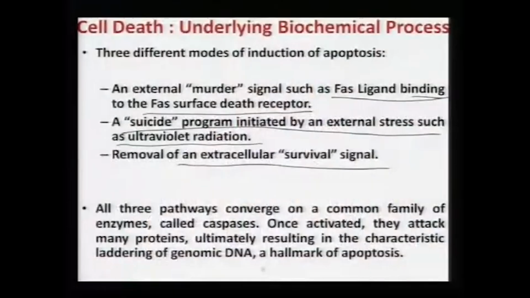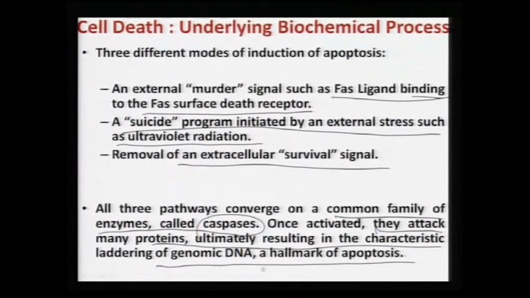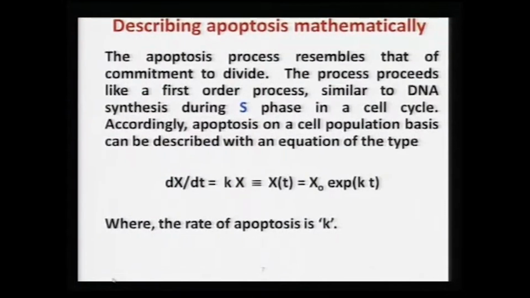So, all three pathways typically converge to a common family of enzymes called caspases, as I mentioned earlier. Once activated, they attack many proteins, ultimately resulting in the characteristic laddering of the DNA leading to the apoptosis. A little bit of mathematics here, but very simple. The apoptosis process resembles that of commitment to divide. If you remember, we have also seen a similar expression in the cell division process.